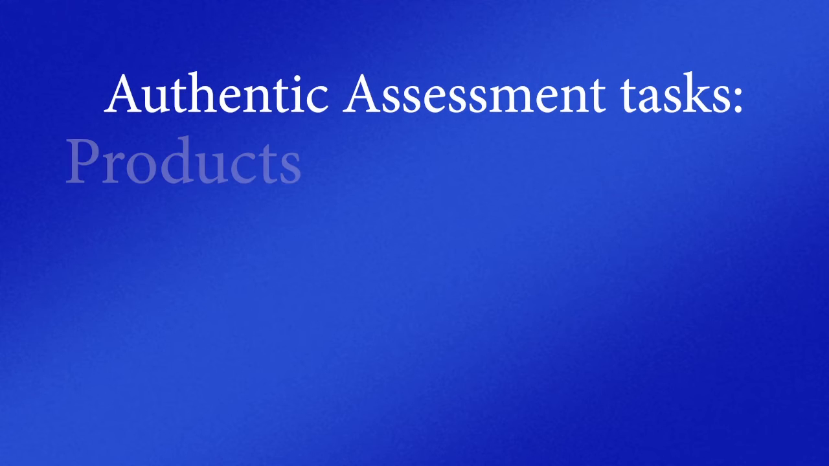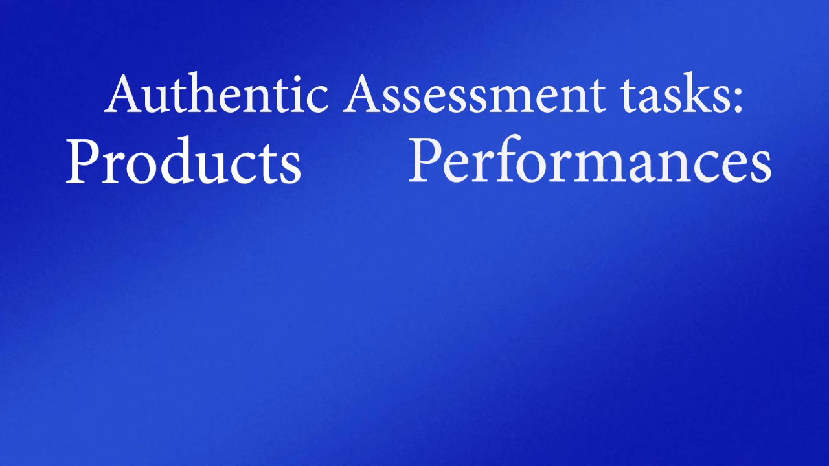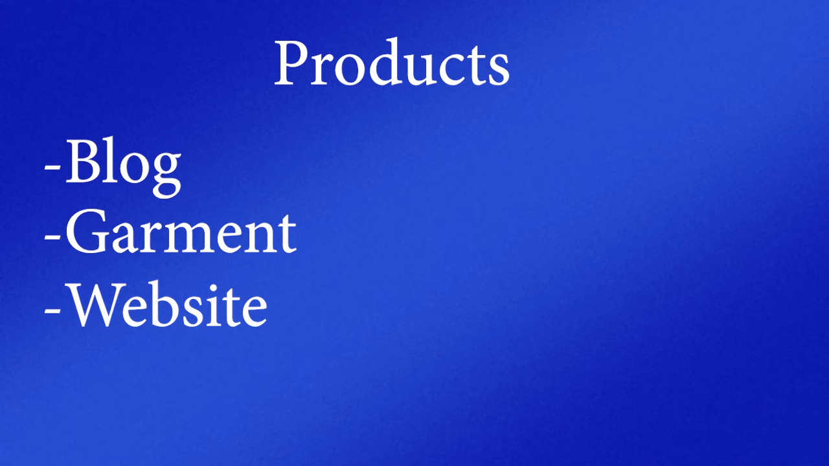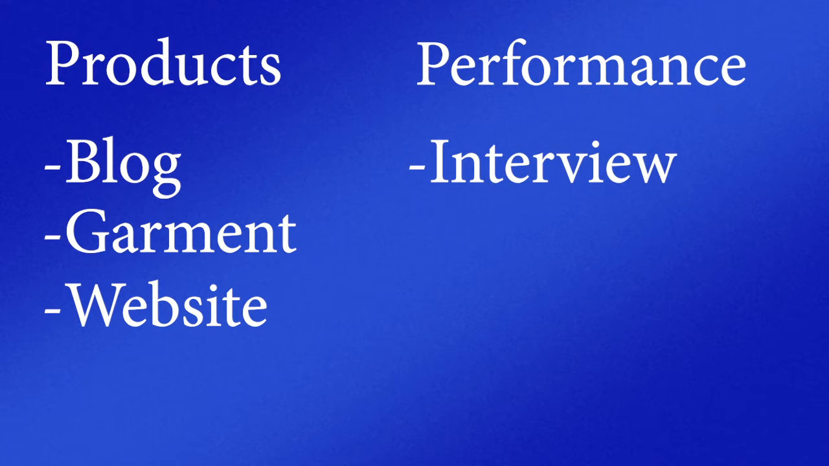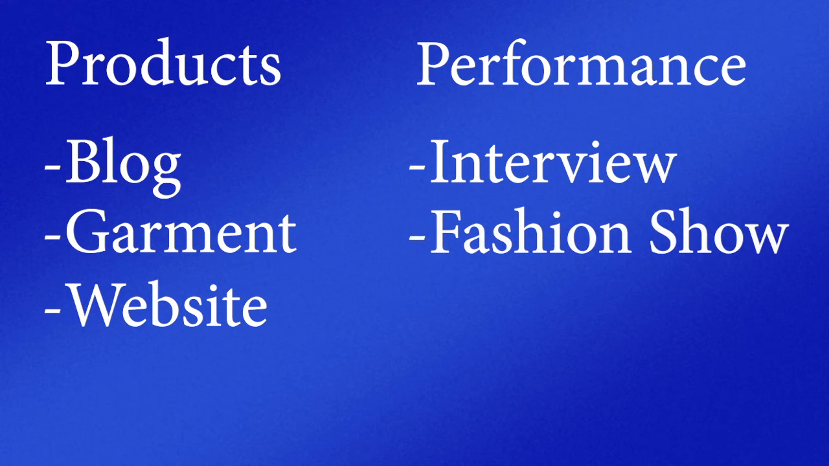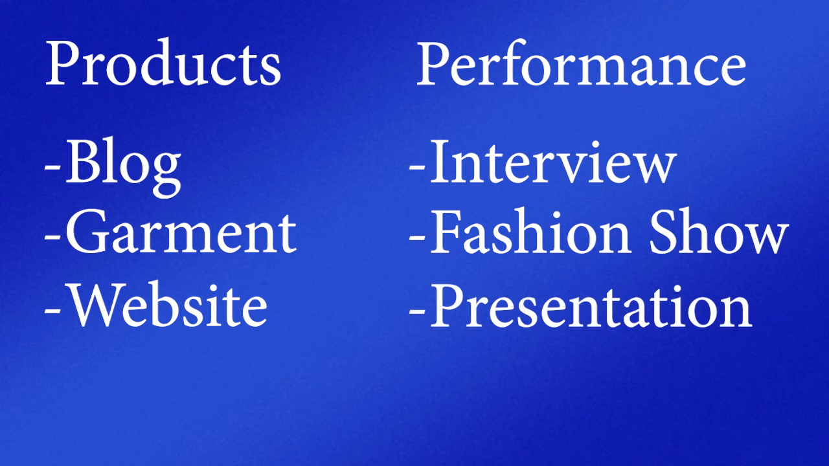Muller identified two types of authentic assessment tasks: products and performances. Some examples of product authentic assessment tasks that may be suitable for Ms. Cater's fashion students are writing a blog on predicted fashion trends for the season, designing and creating a garment, preparing a website for a fictional fashion brand. Some examples of performance authentic assessment tasks that may be suitable for Ms. Cater's students are interviewing an expert in the fashion field, putting on a live fashion show, giving an oral presentation about the history of a fashion line.